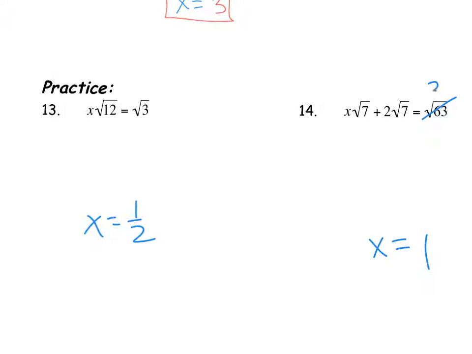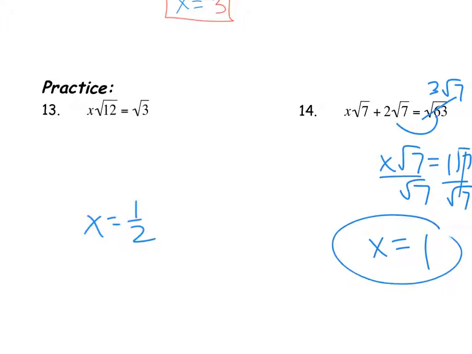You should have ended up with this being a 3 root 7. So when you subtract the 2 root 7, you get x root 7 equal to 3 root 7. Oh, sorry. When you subtract the root 7, you get 1 root 7. So now when you divide by the root 7s, you're left with 1. So you should get an x equal to 1. Questions? You got the idea?